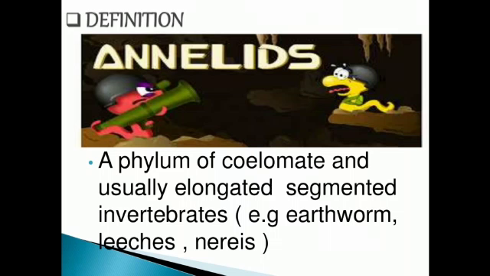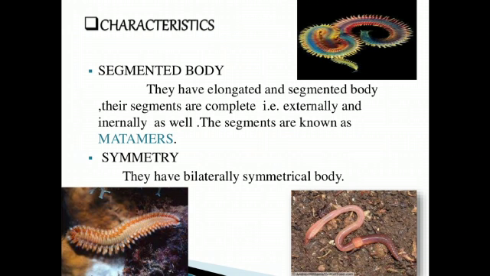So the leeches, nereis, and the earthworms are the well-known examples of this phylum. Now we will discuss their important body characters. The first and foremost important body character is their segmented body. So they have an elongated and segmented body. Their segments are complete, that means externally and internally as well.